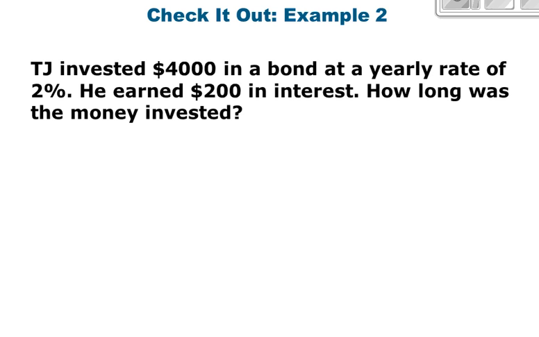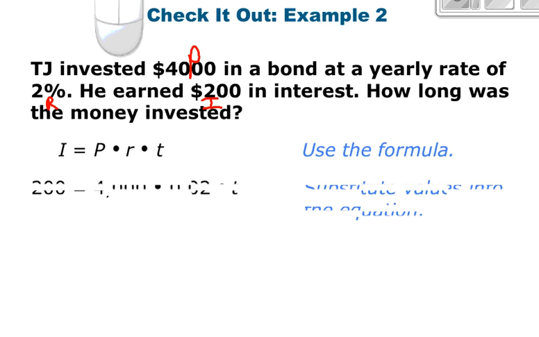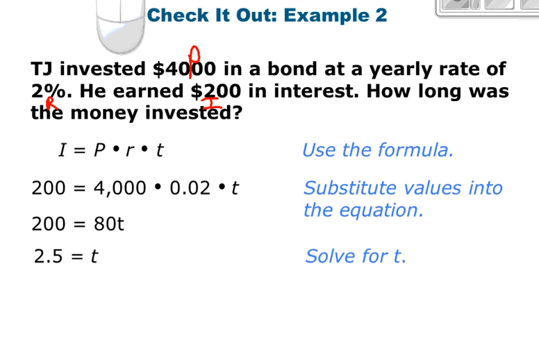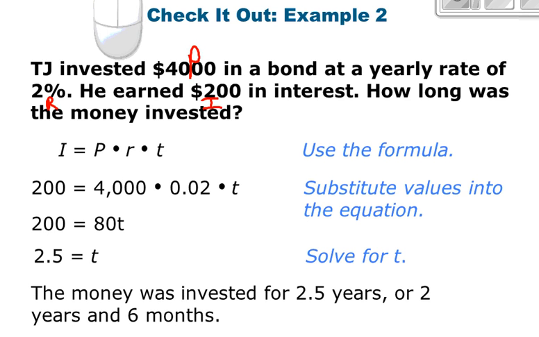Once again, I'm given principal, rate, and interest, so I'm looking for time. I fill in my pieces of information and multiply what I can. Now I need to get t by itself. Since I'm multiplying by 80, I now divide by 80. Once again, I get 2.5 years.